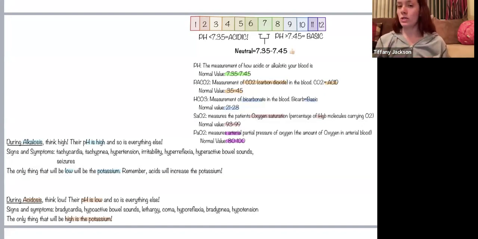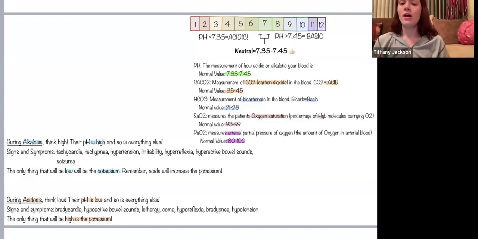However, there is one low with alkalosis, and that's going to be the potassium. The reason that this happens is acids actually increase potassium. So if we're lacking acid, our potassium is going to be low.